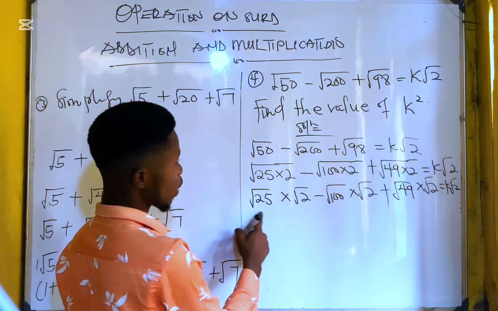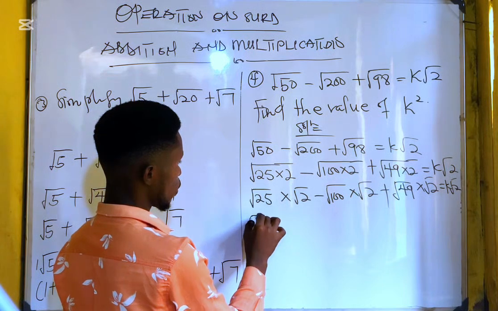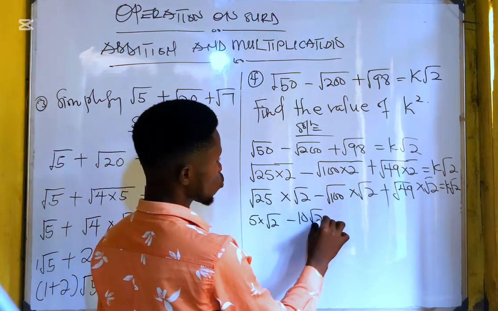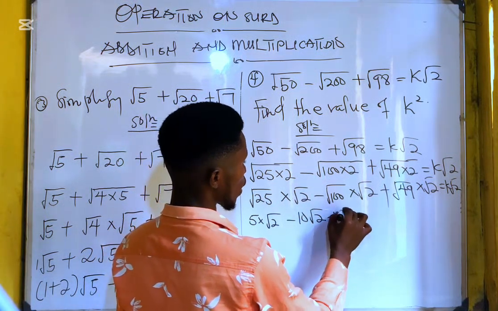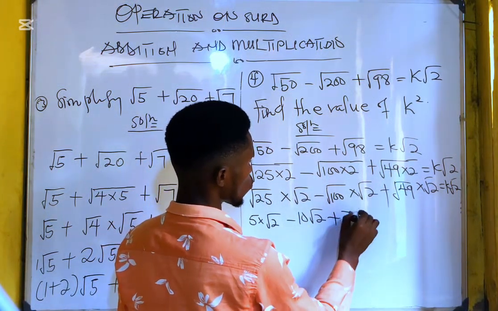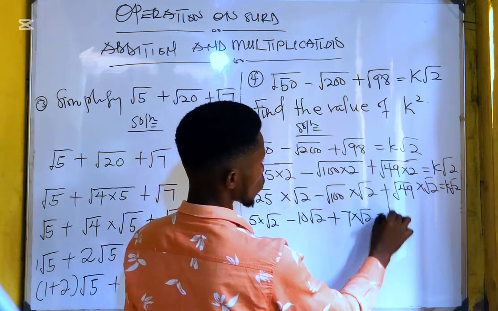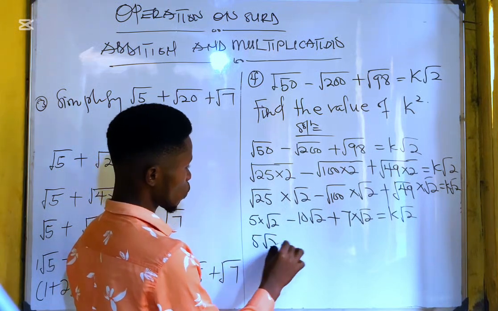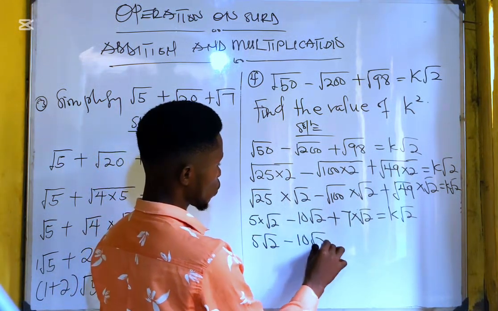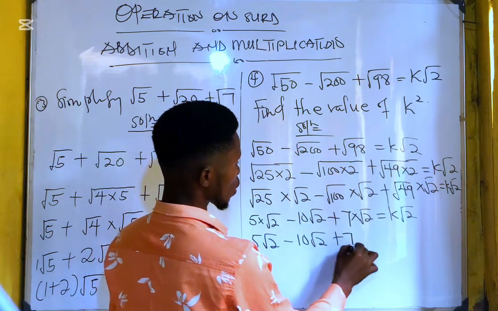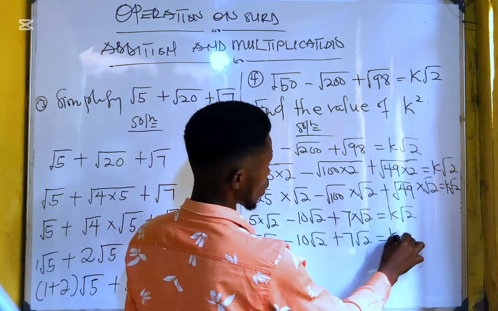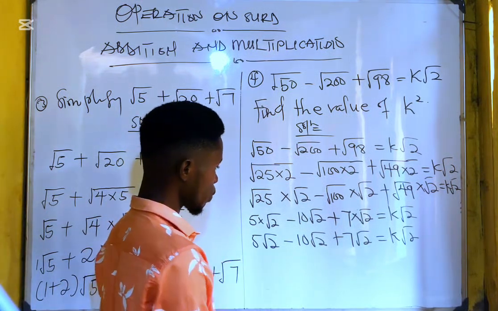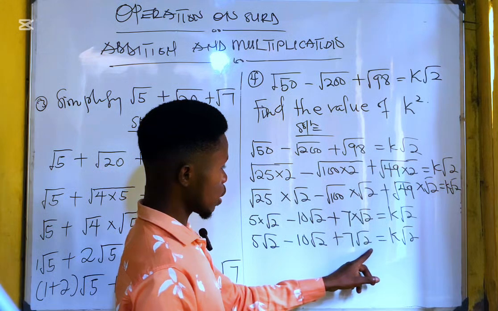So root 25 is 5, times root 2. Root 100 is 10, times root 2. Root 49 is 7, times root 2, equals k root 2. So 5 times root 2 is 5 root 2 minus 10 root 2. This is 10 times root 2. Then 7 root 2 equals k root 2. So this is what you are going to get. Looking at this one, the roots are all the same, root 2, root 2, root 2.